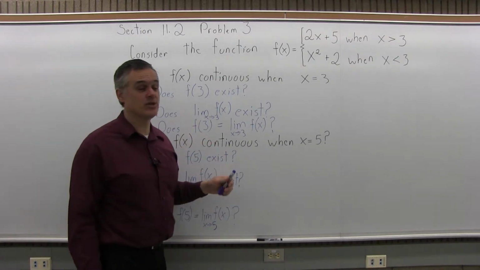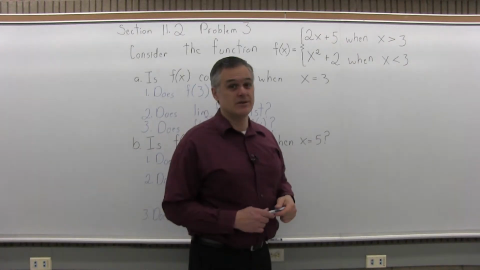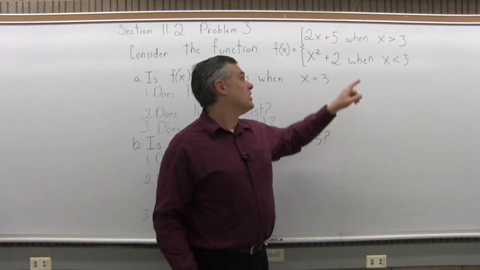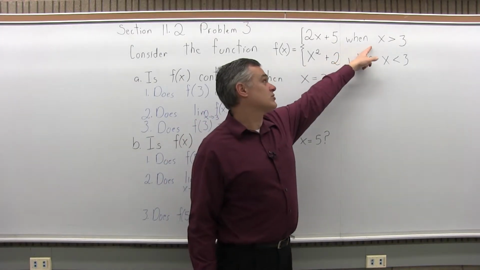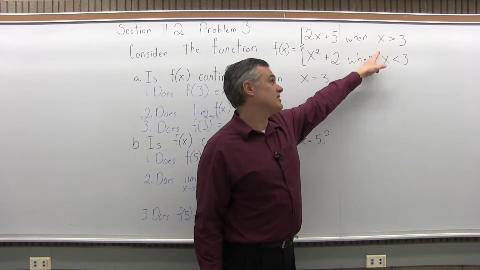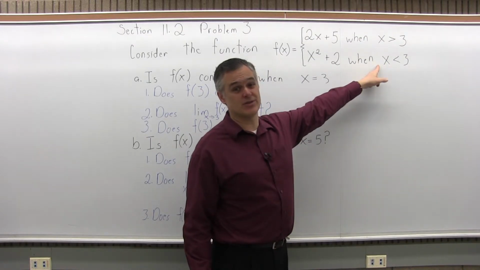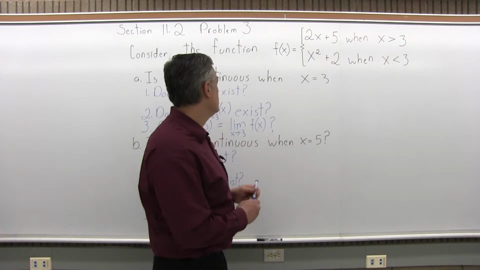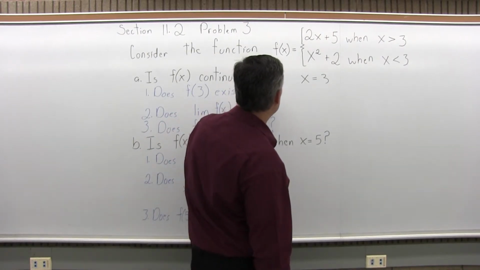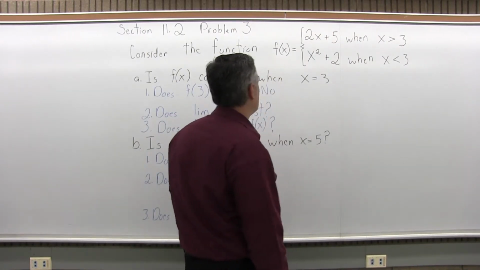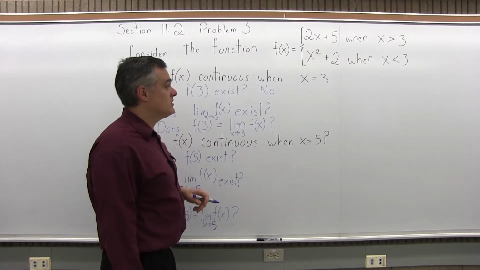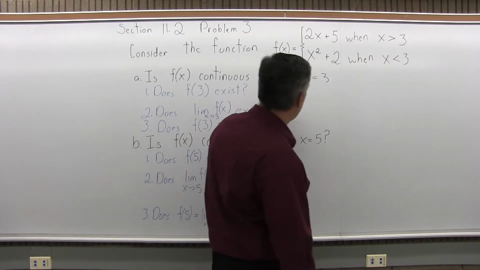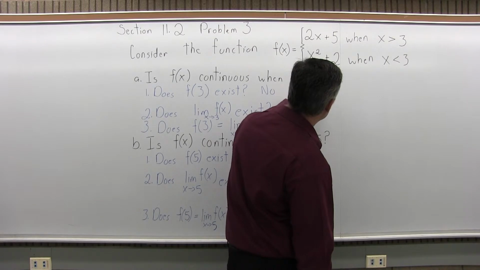Can I actually put in a 3 and find an answer? You can't. The top branch cannot take the 3 because it's only for input bigger than 3. The bottom branch can't take the 3 because it's only for input that's smaller than 3. So there's no place to put in a 3. So f of 3 does not exist, and right there I can stop. It's not continuous when x is 3. So for part A, not continuous.